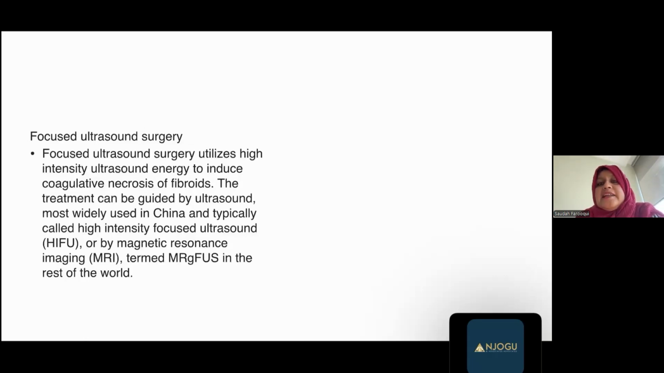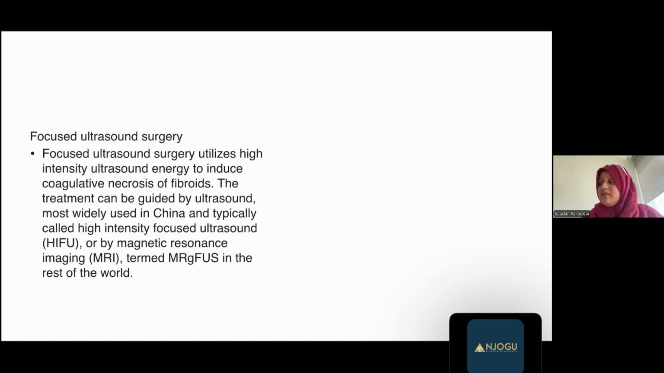There are high-tech advancements in management. There's something called focused ultrasound surgery. This focused ultrasound surgery utilizes high-intensity ultrasound energy to induce coagulative necrosis of fibroids. Necrosis means dying of cells. So what they do is they focus the ultrasound on a specific position where the fibroid is, and they target this high-energy ultrasound to that point, which makes the cells die off. And so it causes necrosis of the fibroids.